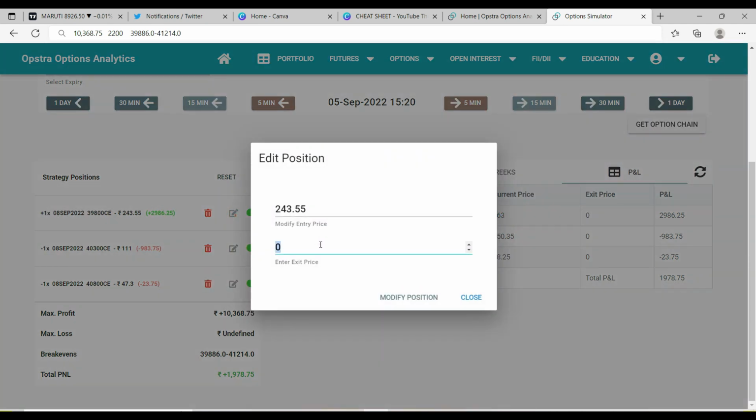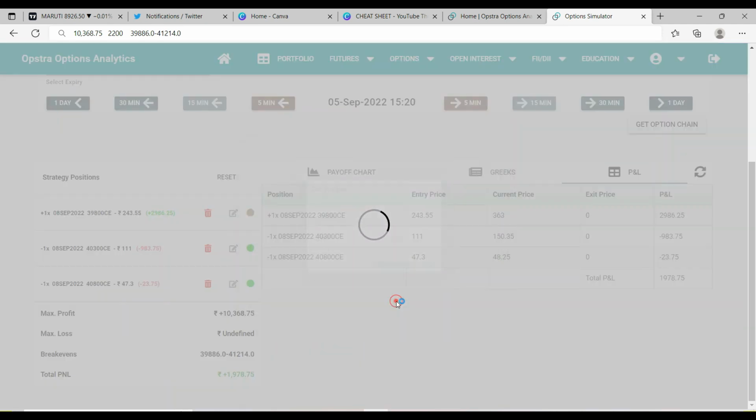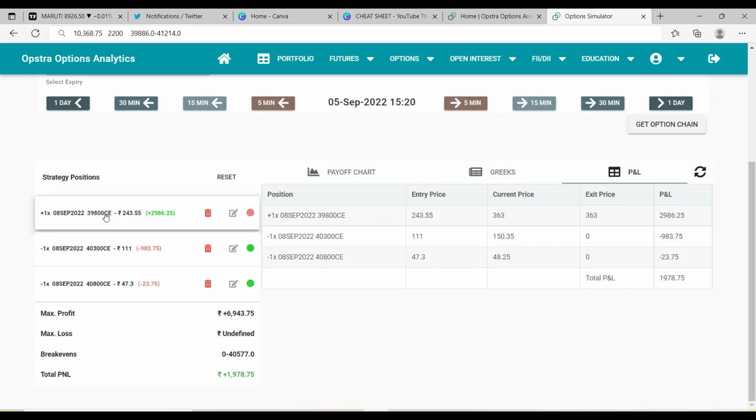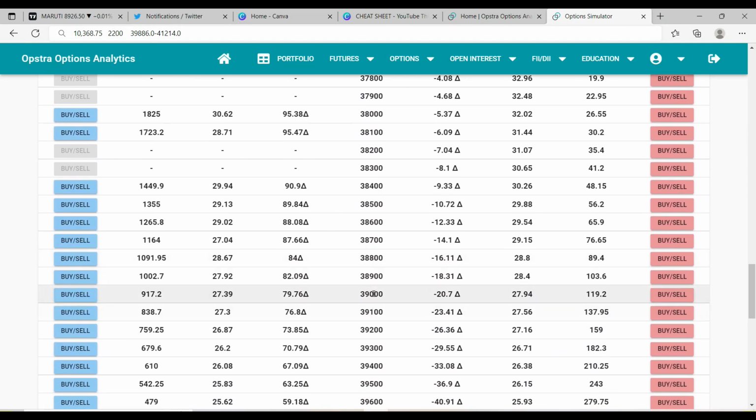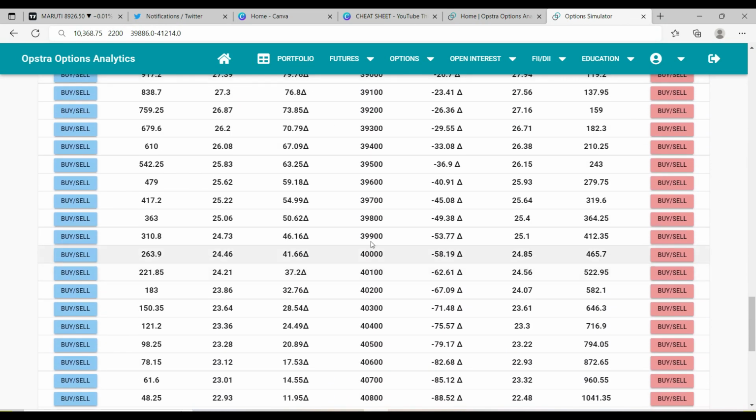Stay with me. This is going to be very interesting. Okay, I'll book this profit and then I'll try to buy 39,900. Where is 39,900? See, so what did we sell? We sold this one, right? We squared off 39,800 and we are buying this one.